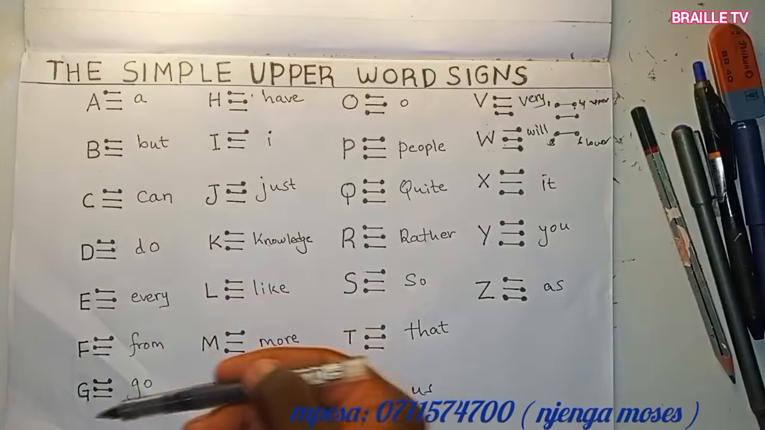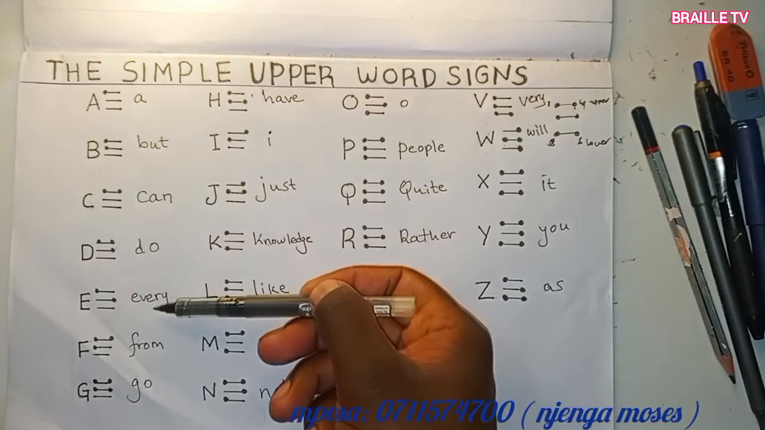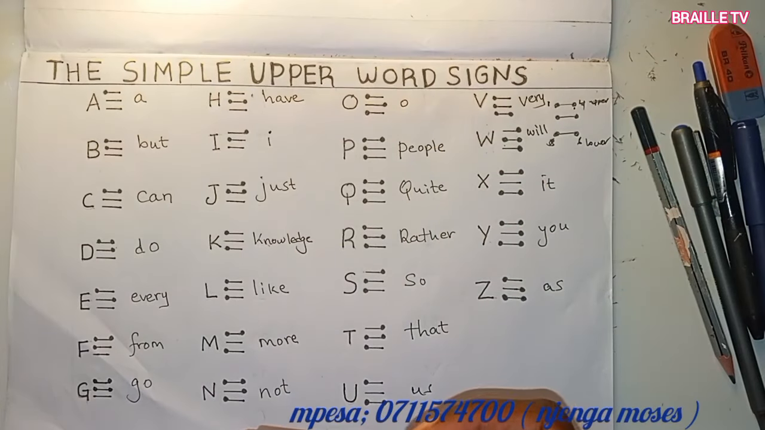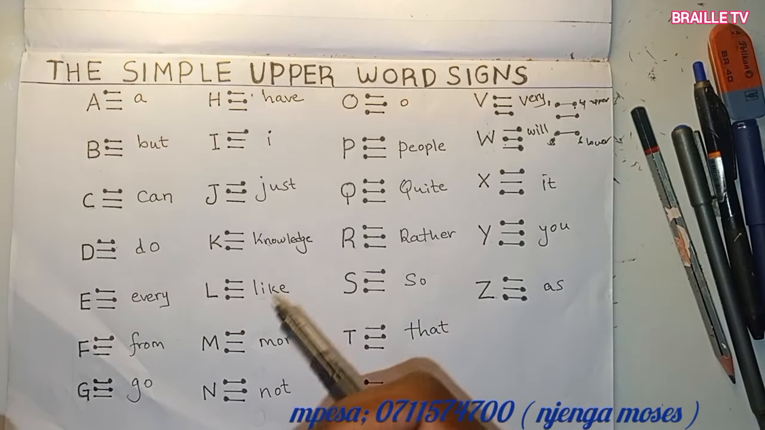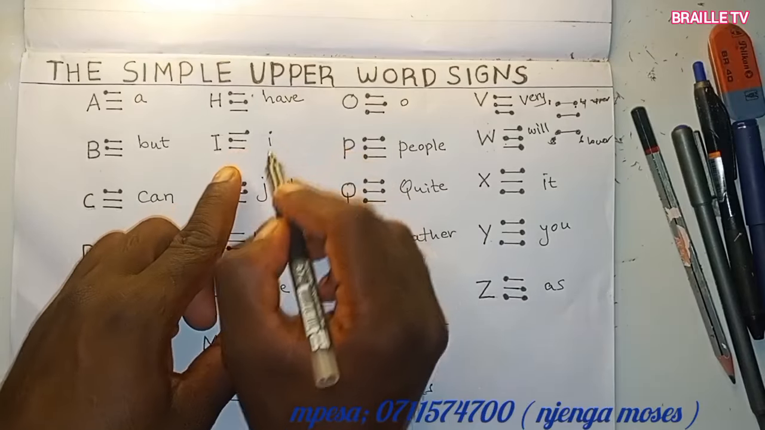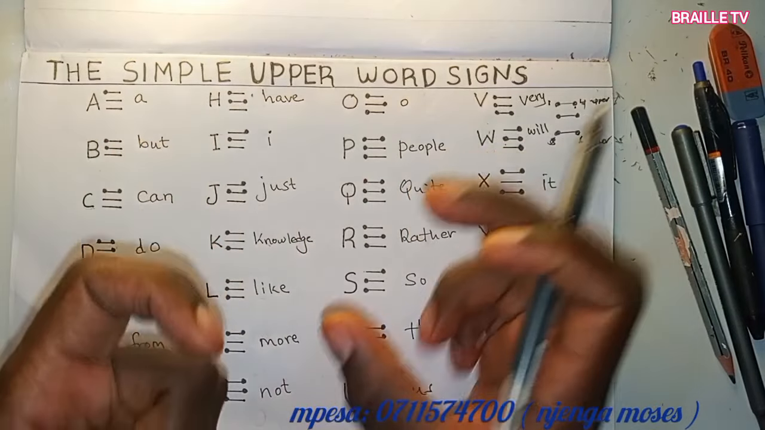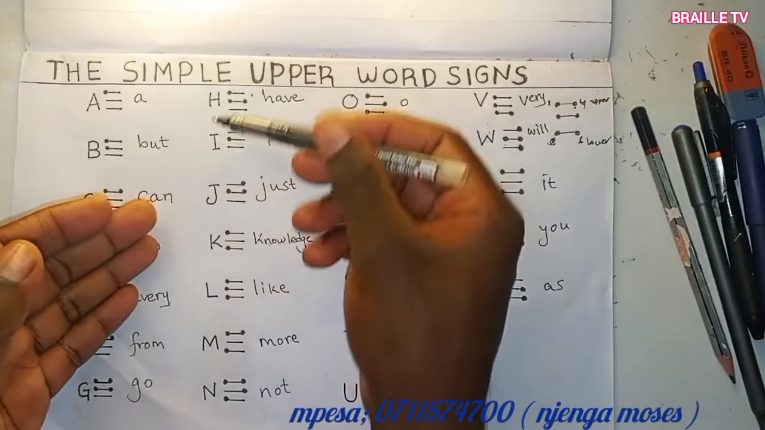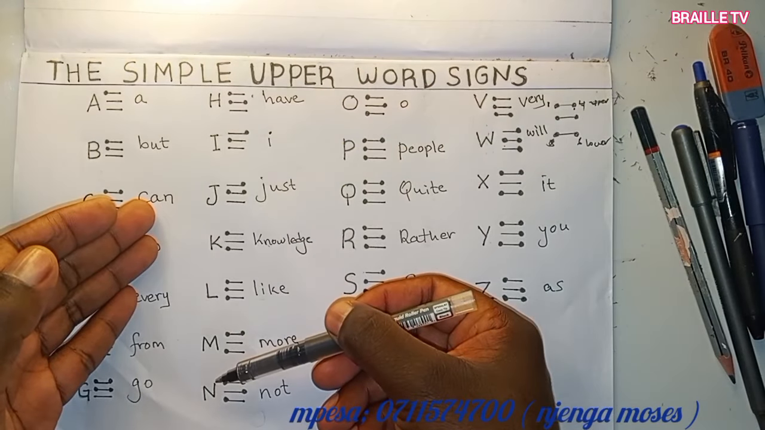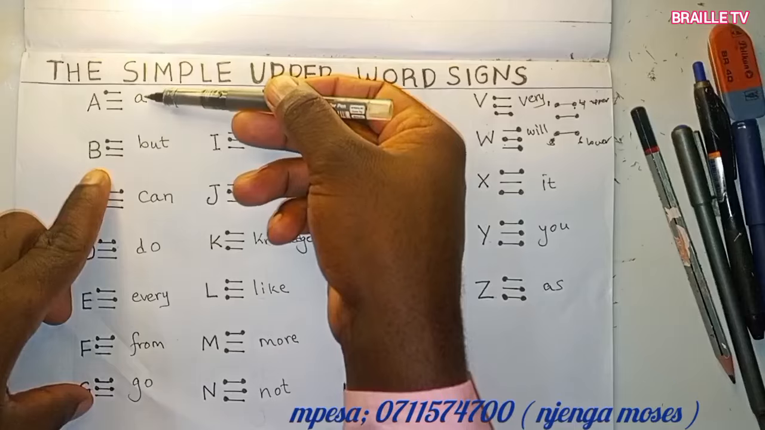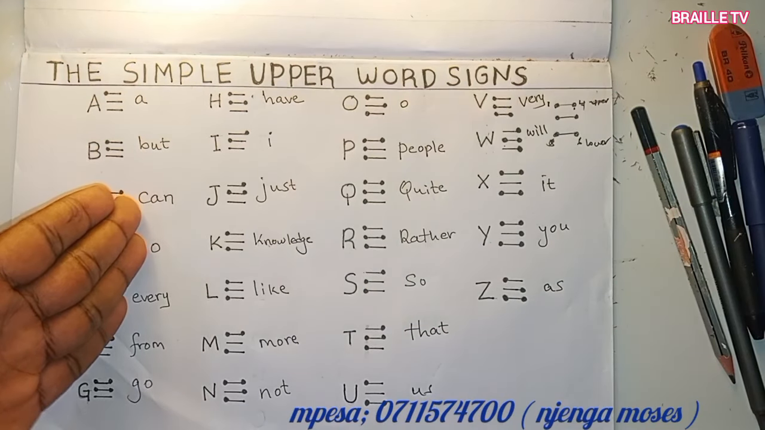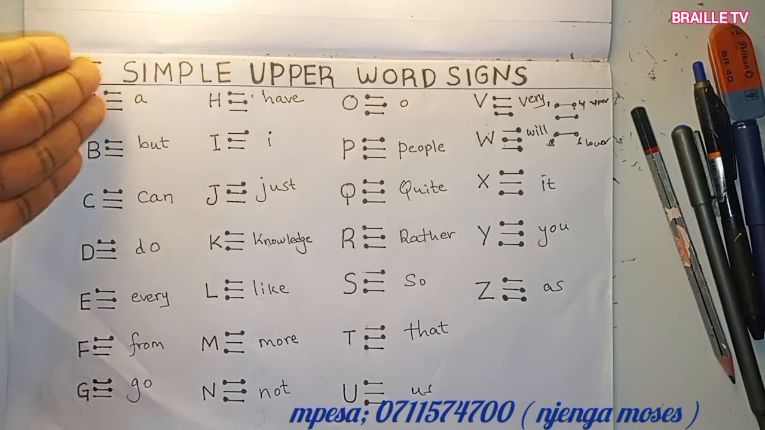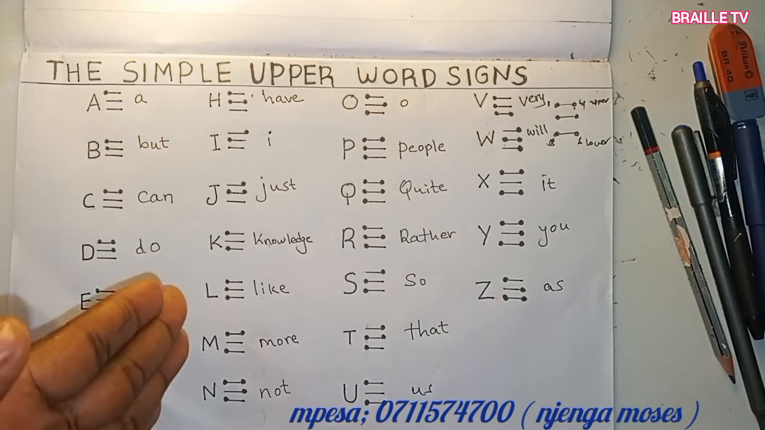So these letters of the alphabet represent these words, whereby when they are standalone, they represent these words. Now, what does it mean by saying standalone? That means these words must be read as they are for them to be abbreviated by these letters. For you to use these simple upper word signs, they must be standalone, for you to use this abbreviation to represent them.